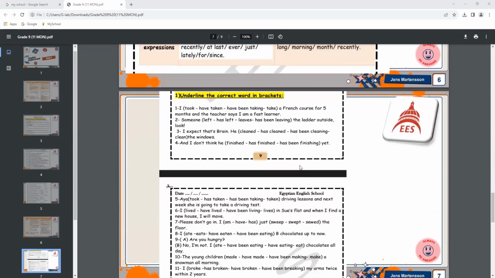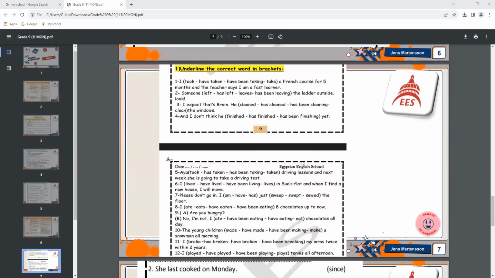Okay, let's take a look at just a few examples. Number one: I (blank) a French course for 5 months, and the teacher says I am a fast learner. Okay, so what is the answer? My question is, is the action itself finished or not? Is it completed or not? I think it's not because he is still taking the course. So an action that started in the past and is still happening, I believe my answer is I have been taking a French course for 5 months.